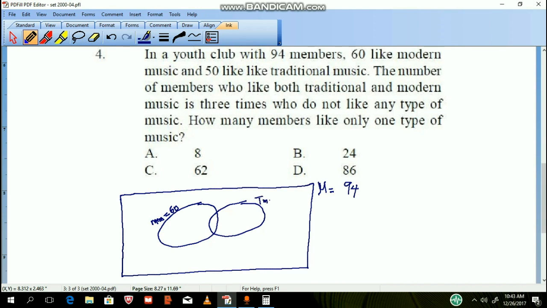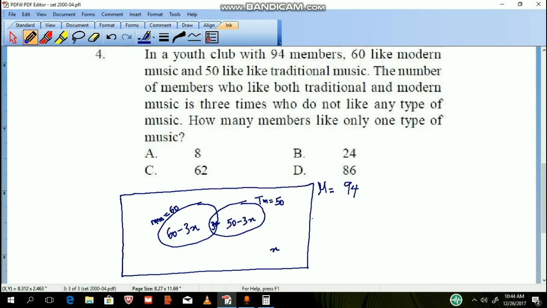and traditional music is 50. The number of members who like both traditional and modern music is three times the number who do not like any type of music. So for any type of music, let's call it x. So this one will be 3x. So how many members like only one type of music? So here will be 60 minus 3x. Here will be 50 minus 3x.